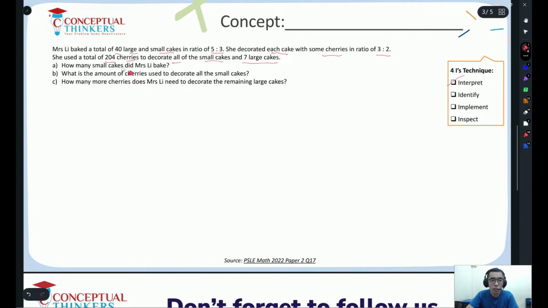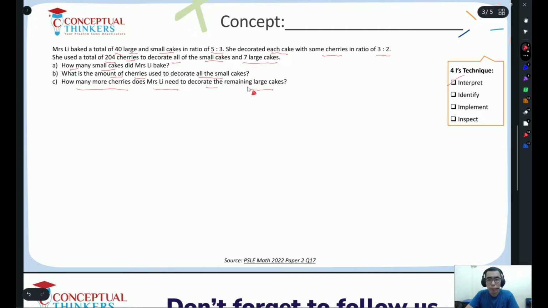So part A, we need to find how many small cakes Mrs. Lee baked. Then we need to find the amount of cherries used to decorate all the small cakes, and find out how many more cherries Mrs. Lee needs to decorate the remaining large cakes.